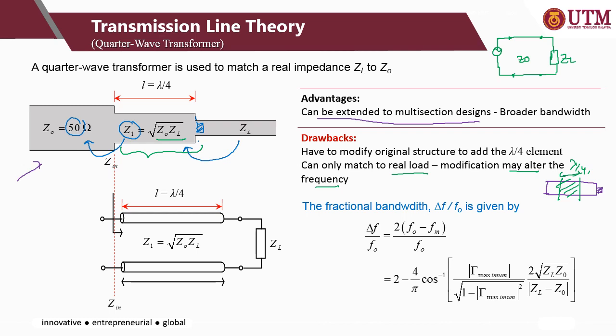Another important parameter that you need to consider in designing a quarter wave transformer is the reflection coefficient. Maximum meaning you are using the maximum SWR, in which we know that the reflection coefficient can be calculated by the SWR minus 1 divided by SWR plus 1. Next, we can estimate the percentage of bandwidth that can be provided by the system by using the following equation.